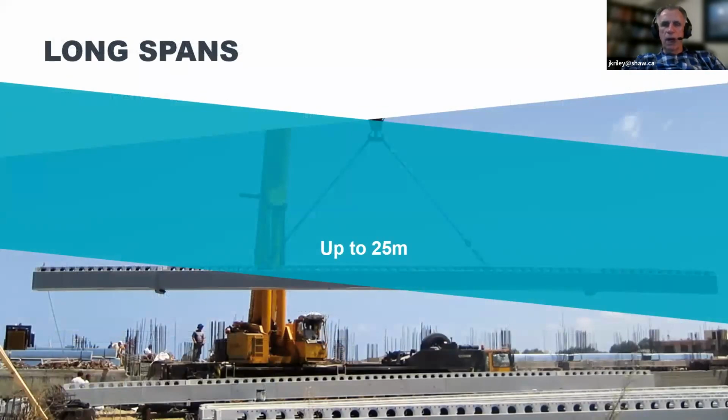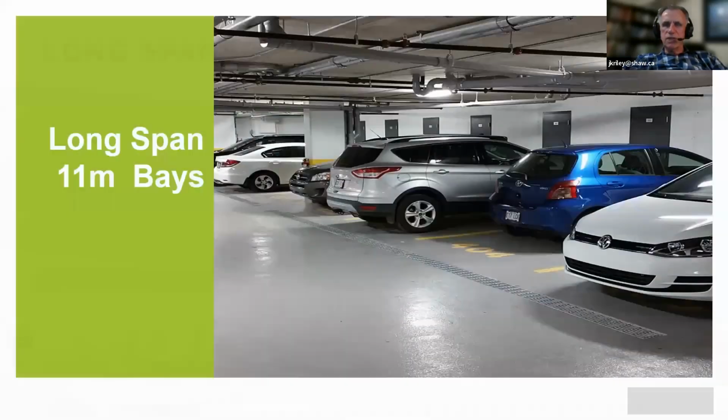Okay, one of the hallmarks of composite beams is this idea of long spans. Now, in Victoria, are we going to get a beam that's 25 meters long like you see here? Probably not, because it's very difficult to ship. This is in Saudi Arabia, where they don't have a lot of trees. But what that translates then is to what you see right here.